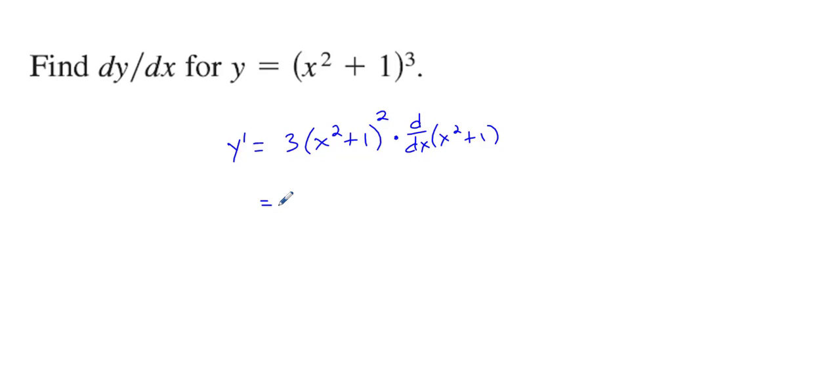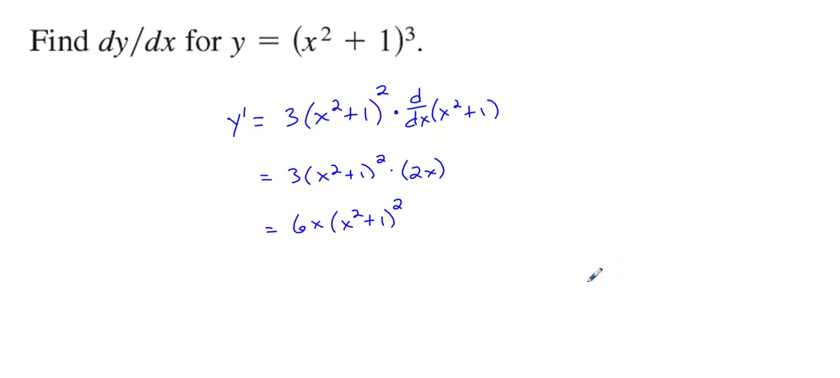3 times x squared plus 1, squared, times, okay, what's the derivative of x squared plus 1? 2x, there you go. All right, I can move some things around. I think it's appropriate to multiply 3 and the 2 and then bring the x in front. I think it looks a lot better. So we have 6x times the quantity x squared plus 1, squared. This is a very nice factored form derivative. Do not expand this and combine like terms. Just leave it factored, please.